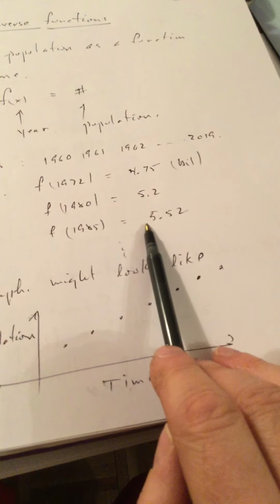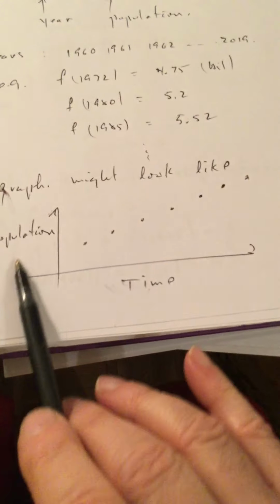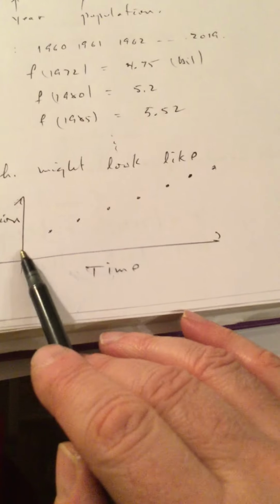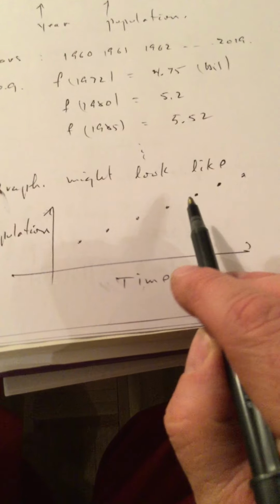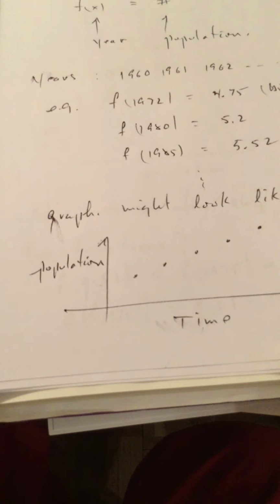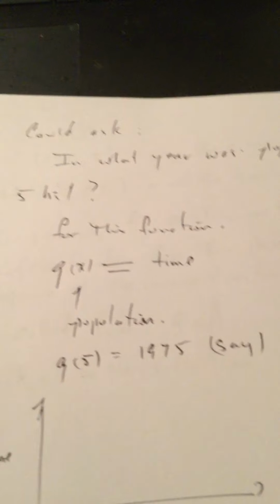1985, we get 5.52. So the graph of this function might be a straight line, it might not be a straight line. Usually it's not, usually it's some sort of exponential growth, but we're going to make a simple assumption here.